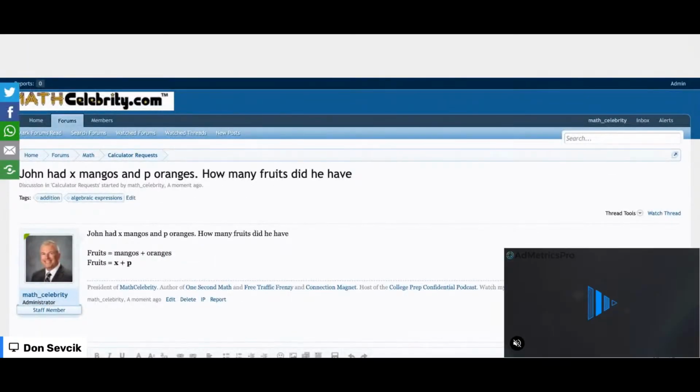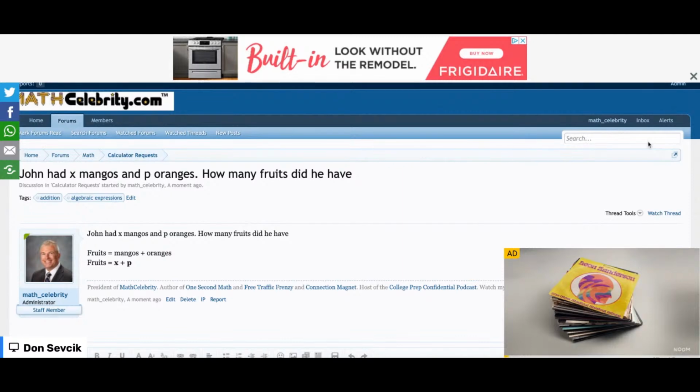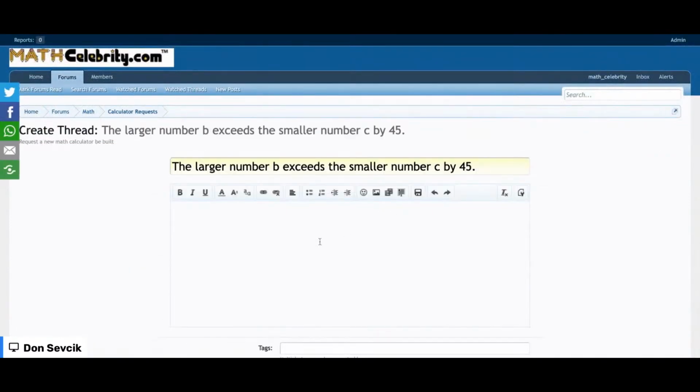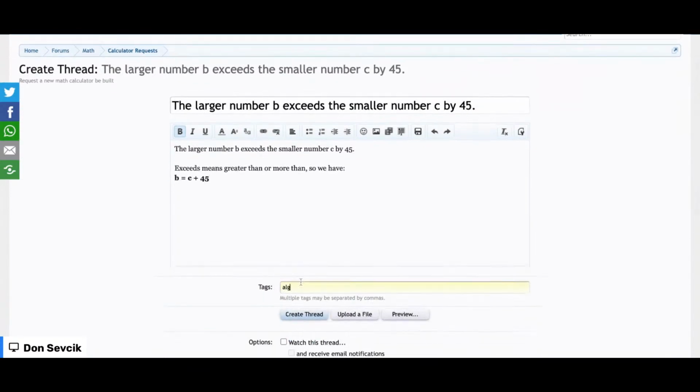Right, the larger number B exceeds the smaller number C by 45. Exceeds means greater than or more than. So we have B equals C plus 45 as our expression. So we take the smaller number and we add 45 to get the larger number B, and that's our algebraic expression.